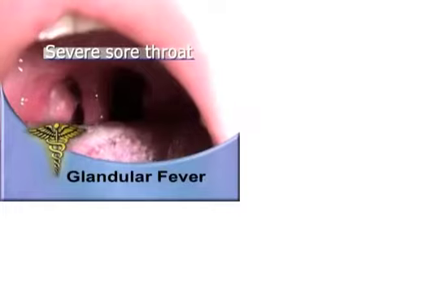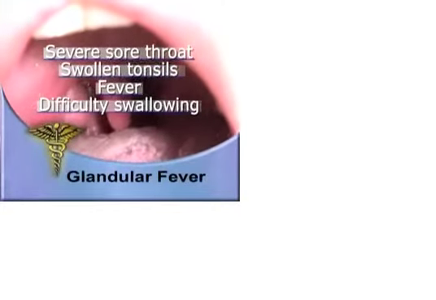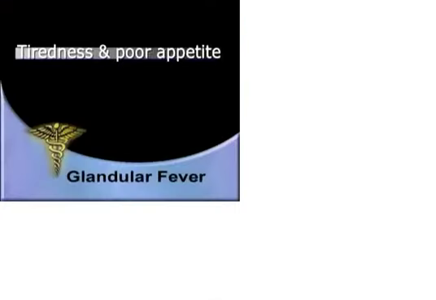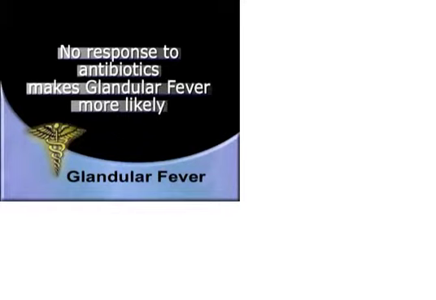Symptoms begin between 4 and 8 weeks after infection and start with a very severe sore throat, swollen tonsils, a high temperature and difficulty swallowing. Other symptoms include tiredness and poor appetite, muscle aches and headaches, swollen tender glands in the neck and armpits, skin rash, sometimes associated with antibiotics, and abdominal pain. No response to antibiotics makes glandular fever more likely.